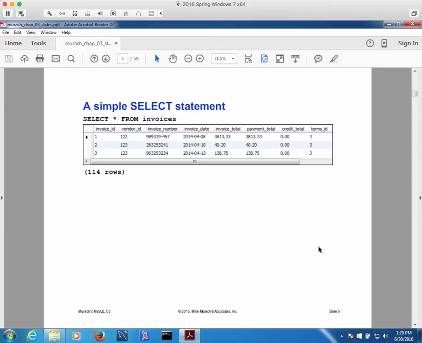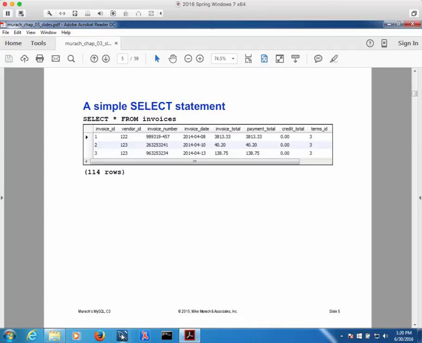Okay, so an early example, the first one, a simple select asterisk, that's all columns from the table invoices. Now, how would you find that if you wanted to run it? All right, let's go do that.